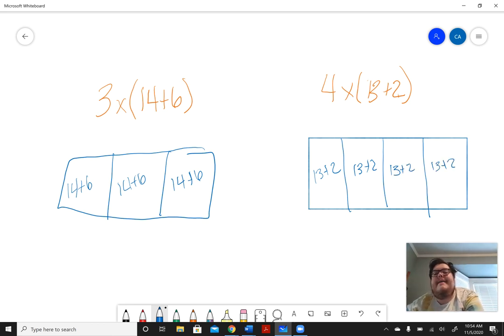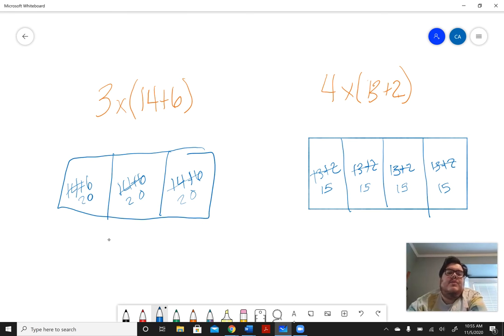Okay, now what we can do is take this information and solve using addition. We know that 13 plus 2 is the same thing as 15, right? So really we have 15 four times. And we know that 14 plus 6 equals 20. Now we can use repeated addition to solve what these mean.